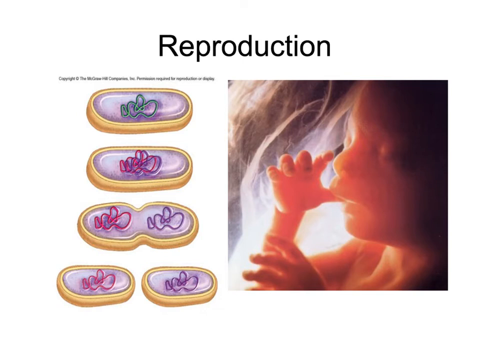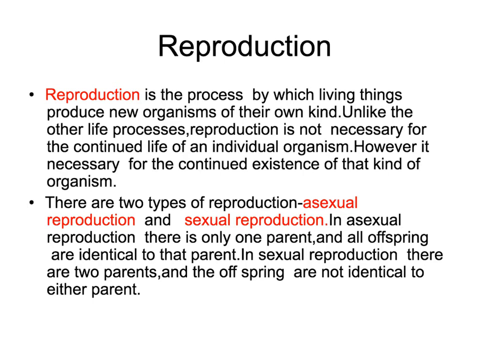Reproduction, another characteristic. You see there is a unicellular organism, a bacterium here, and this bacterium can reproduce itself. Also, humans can reproduce by sexual reproduction. There are two types of reproduction: sexual reproduction and asexual reproduction. In sexual reproduction, there are two parents, one male and one female.